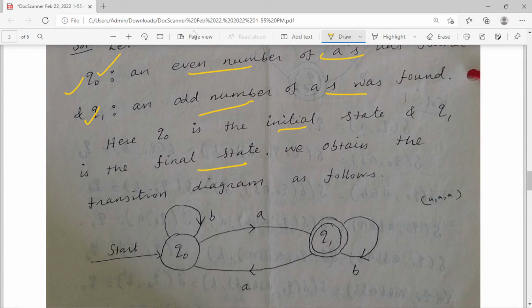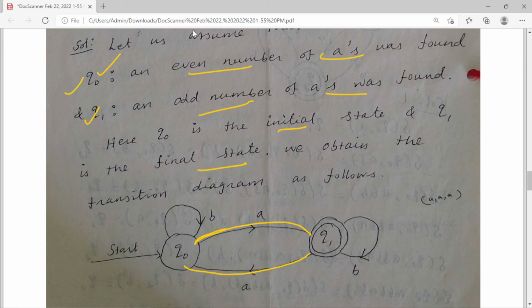So this is the initial state and by reading A, it goes to Q1. After reading A again, it goes to Q0. So it accepts an odd number of A's. If you read A one time, it goes to the final state. Again there is an A, it comes to the initial state. Again A, 3 times A, what happens? That is a final state. So you can check it.